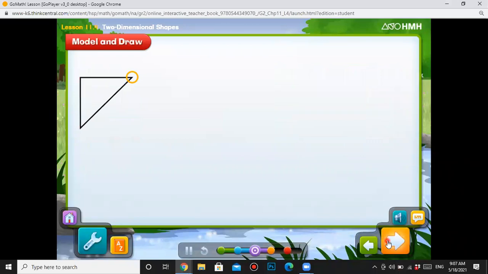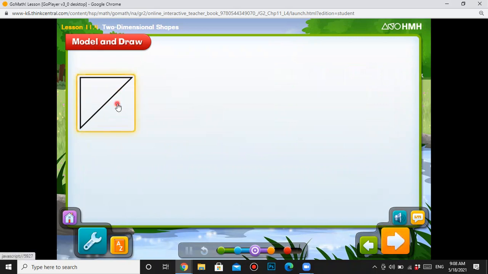The vertex of a two-dimensional shape is the point where two sides meet. You can count the sides and vertices of two-dimensional shapes. If you know how many sides and vertices a shape has, you can name the shape. Let's count the sides of this shape.